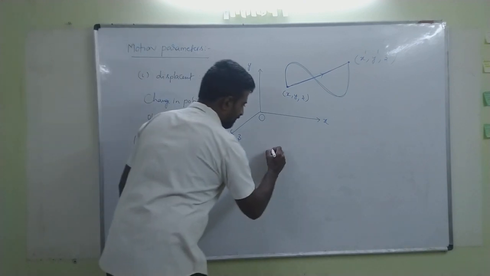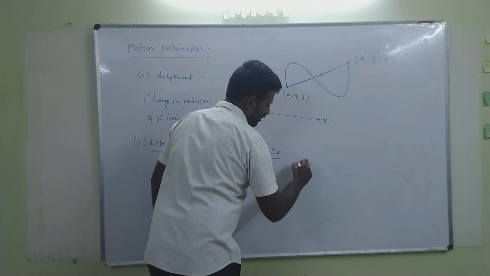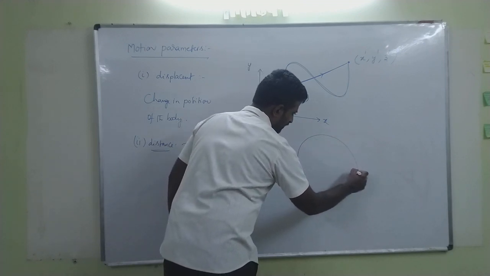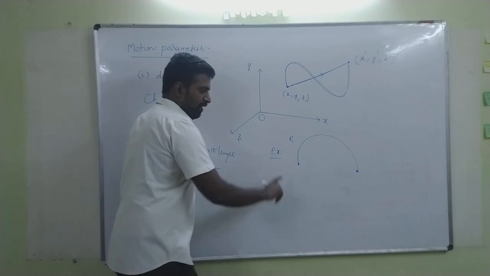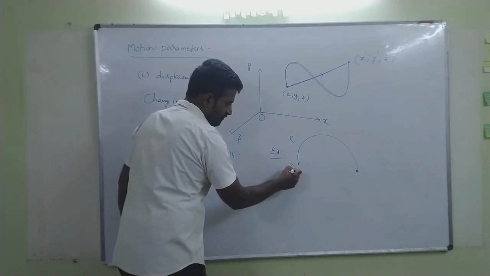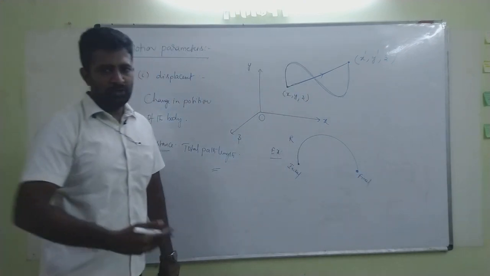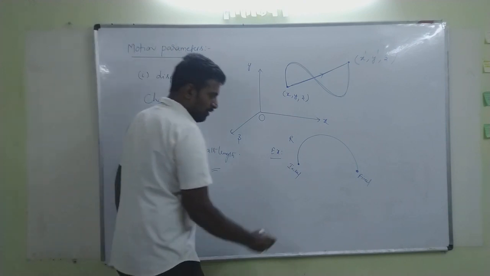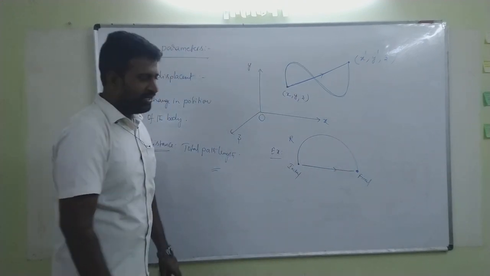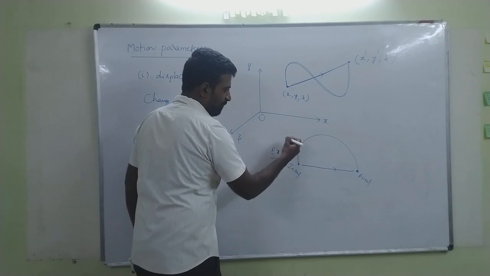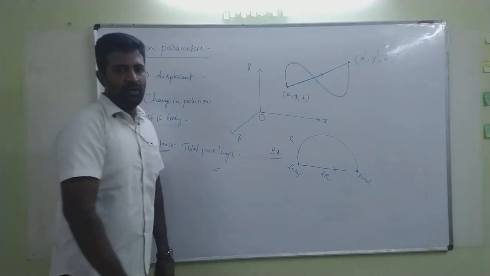For example, say you have undergone a motion from one point to another point through a semicircular path of radius r. Then, in this case, this will be the initial position, this will be the final position. We can define both the distance and the displacement in this case. We observe the straight line length will give you displacement. As the radius of the semicircular path is r, this will be the diameter. Hence, displacement will be given by 2r.